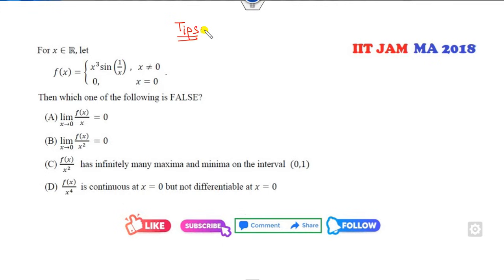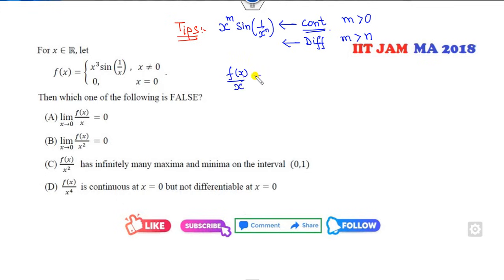Okay, look at the function here. If you remember my previous lecture, the tip I gave you is whenever you have this form, it will be continuous when m is greater than 0, and this function will be differentiable when m is greater than n. Now look at that, f(x) over x. Can you find the f(x) over x firstly? It will be x square sine 1 over x. So is it a continuous function? Yes, because m is 2, 2 is greater than 0.